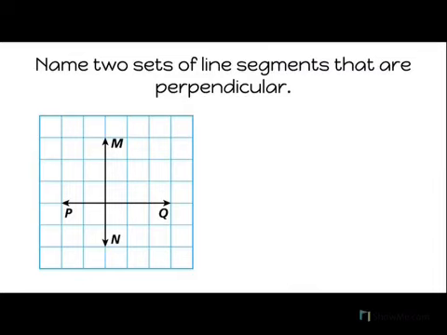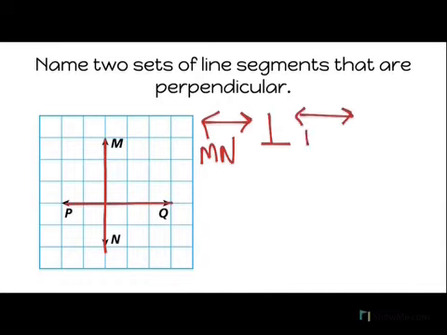Name two sets of line segments that are perpendicular. Okay, perpendicular, we're forming right angles. So I see MN. Here's my symbol for perpendicular, and that is perpendicular to PQ. So that would be my two sets of line segments that are perpendicular.